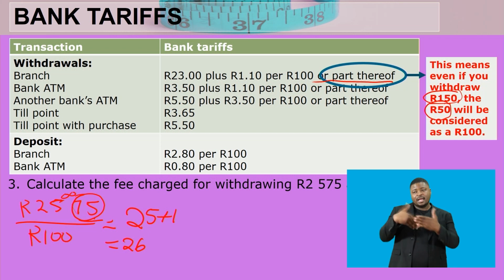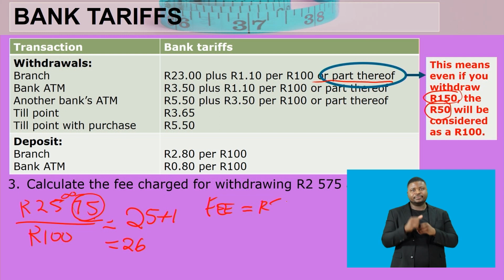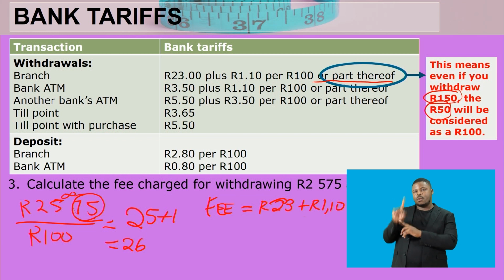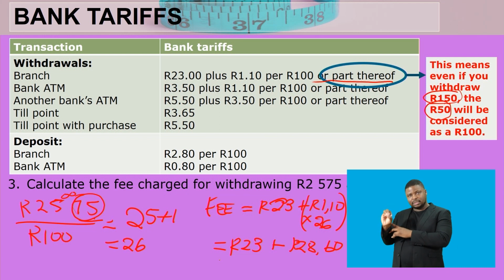Then we substitute it into our formula. We say fee is equal to 23 Rand plus 1 Rand 10 cent multiplied by 26. Then we start with the bracketed part. We bring down our 23 plus, then we say 1 Rand 10 cent. Let's punch it on our calculator, multiplied by 26. It gives you 28 Rand 60 cents.